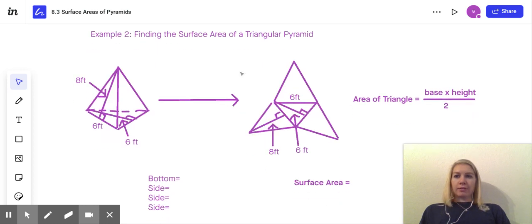All right, sixth graders, let's go over example 2, finding the surface area of a triangular pyramid. And this is part of chapter 8, section 3, surface areas of pyramids.